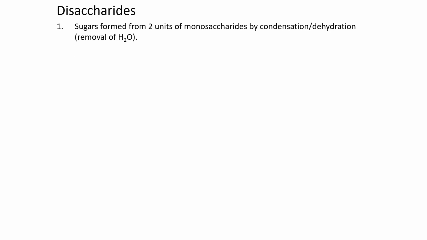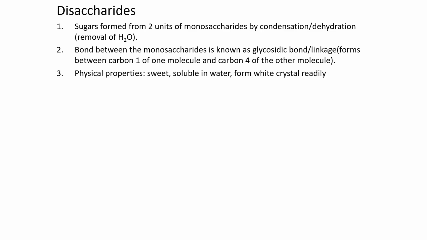Okay, next, disaccharides. Disaccharides are sugars formed from two units of monosaccharides by condensation, or dehydration, because condensation involves the removal of a water molecule. The bond between the monosaccharides is known as a glycosidic bond or glycosidic linkage.